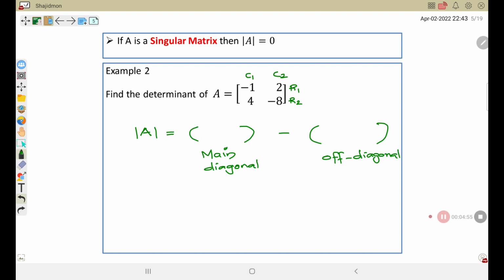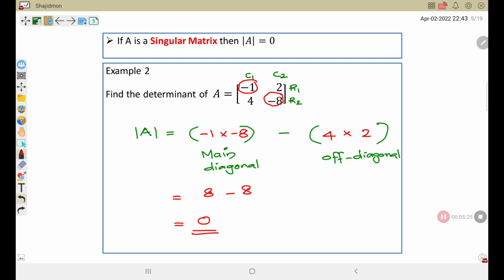So what are the main diagonal numbers? Minus 1 multiply minus 8, that means this number and this number, minus the off diagonal numbers, that means 4 multiply 2. You can use your calculator. Minus 1 multiply minus 8 means 8, minus 4 multiply 2, which is 8, so the answer will be equal to 0. So the determinant value is equal to 0 here.